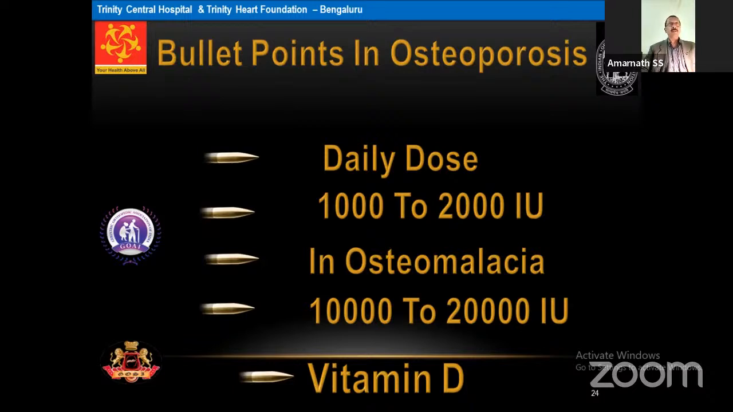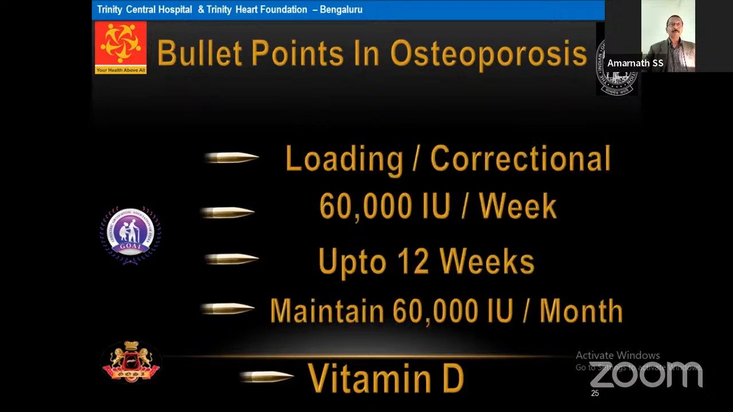But in osteomalacia, in osteoporosis, you need to clearly treat osteomalacia first before giving any of those anabolic or even the bisphosphonates or denosumab. Extremely important point. Correct osteomalacia first. And then do this. It could be oral, it could be injectable. Hence, they talk about correctional dose. We talk about loading dose because many of us, 95% of the population, if not 90, have osteomalacia. Hence, loading dose comes into a big picture.